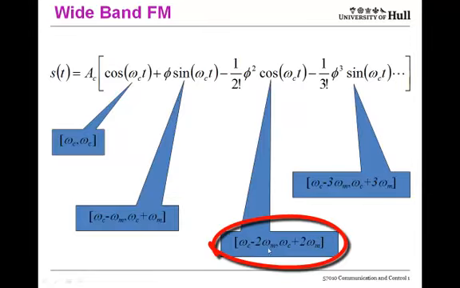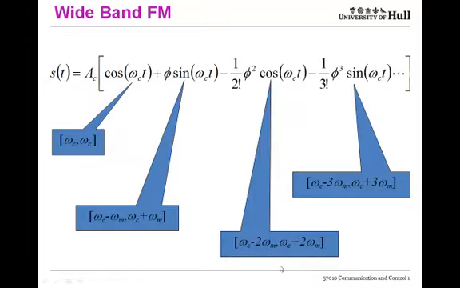So it's the carrier frequency minus 2 omega max to the carrier frequency plus 2 omega max. So it's got a bandwidth of 4 omega max. You can see that each time you go to a higher power of phi, the bandwidth increases by 2 omega max, because the negative gets smaller and the positive gets higher.